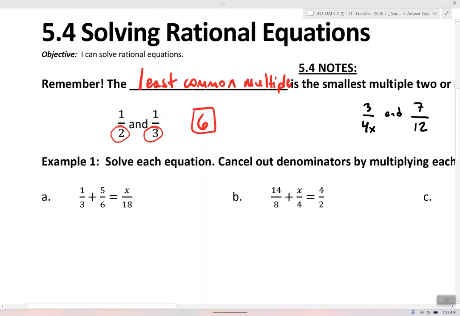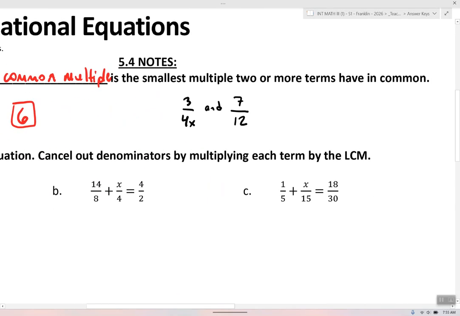And for something with variables like 4x and 12, well, between 4 and 12, the least common multiple is 12 because 4 goes into 12 and so does 12. And then because of that x, we have to put an x on our least common multiple. So that would be 12x.